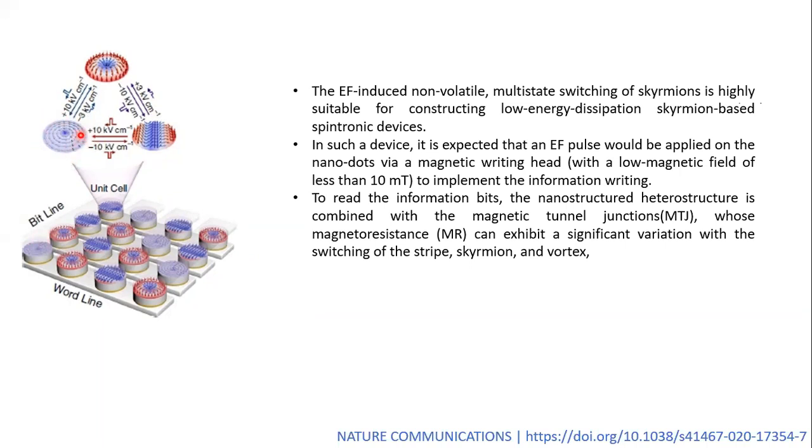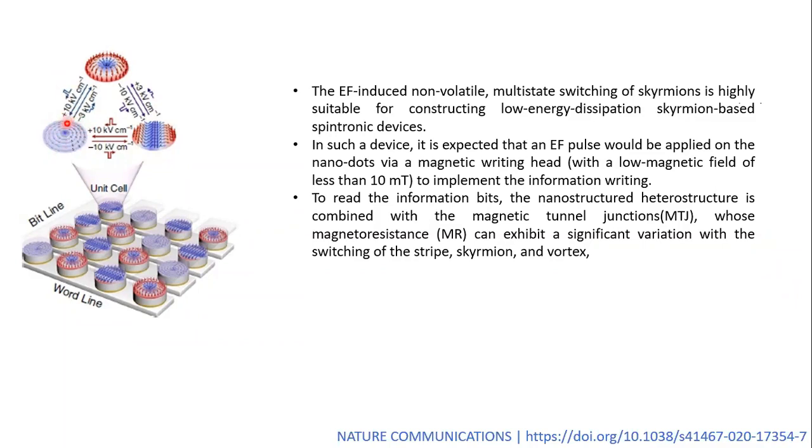Now from the vortex state we can go to the skyrmionic state by applying a -3 kV pulse only, and from the skyrmionic state we can go to the stripe state by a -10 kilovolt pulse only. Here we have three types of textures. Now you take any two among them as 0 and 1. Now 0 and 1 will be our bits.